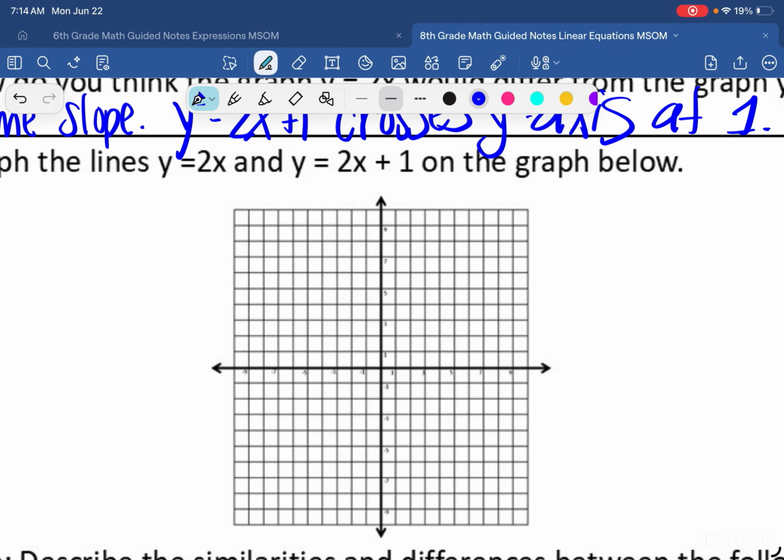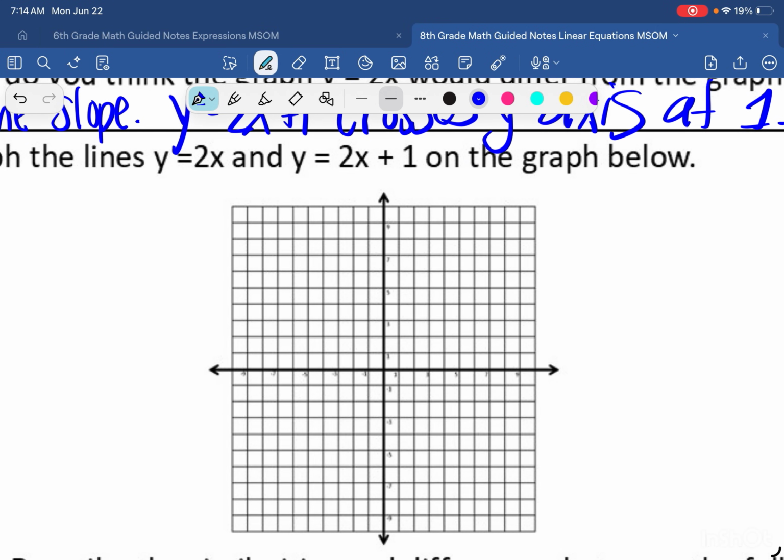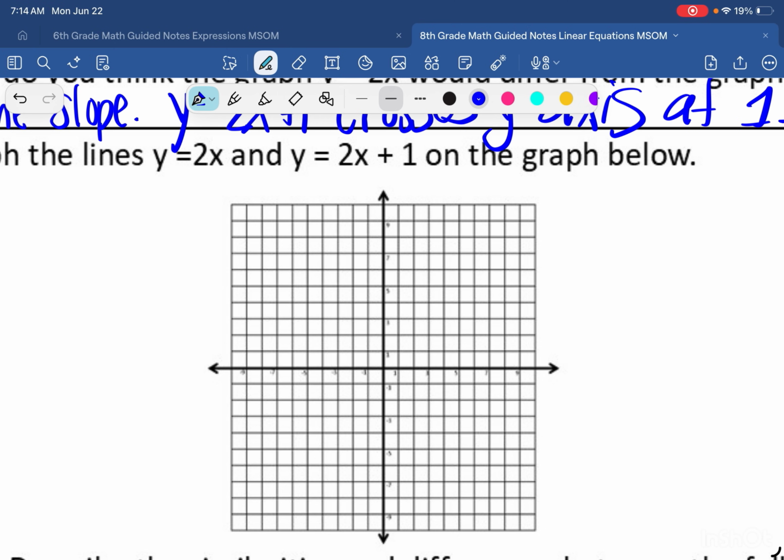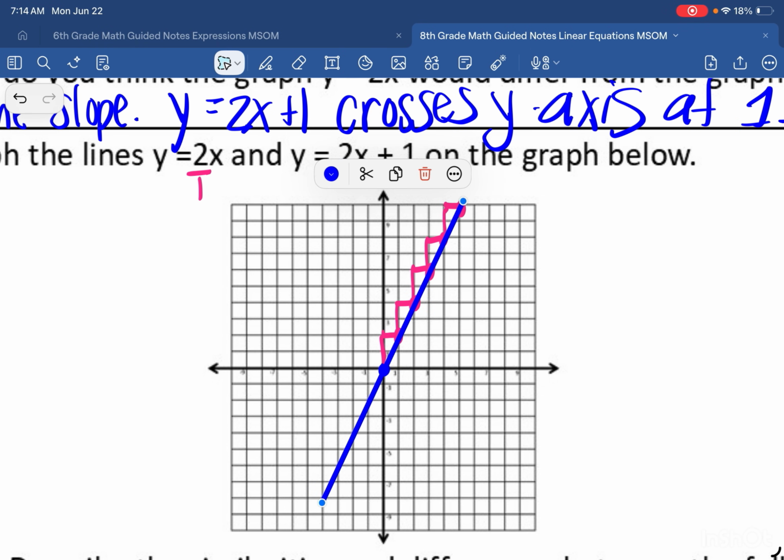Okay, it asked me to graph the lines y equals 2x and y equals 2x plus 1 on the graph below. I can graph y equals 2x because it's a proportional relationship and it crosses the origin. My slope is 2 over 1. I'm going to go up 2 and over 1, and there's a point. Up 2 over 1, there's a point. I'm going to continue that pattern, up 2 over 1, and get my points. Then I'm going to connect them and make a line. There's my graph of y equals 2x.